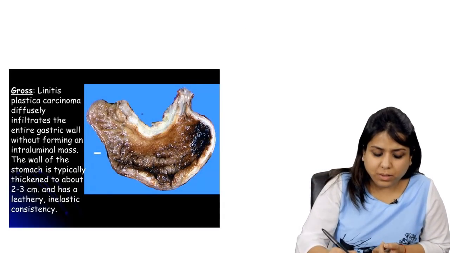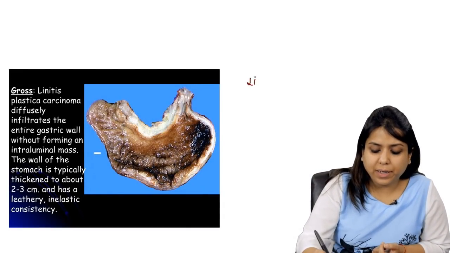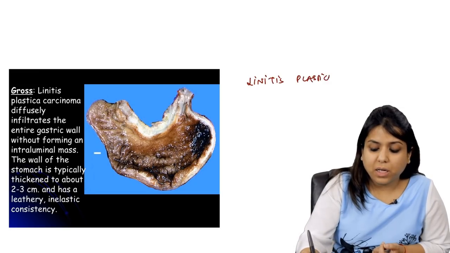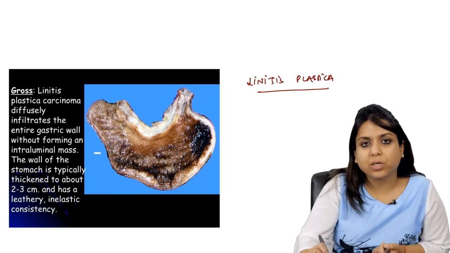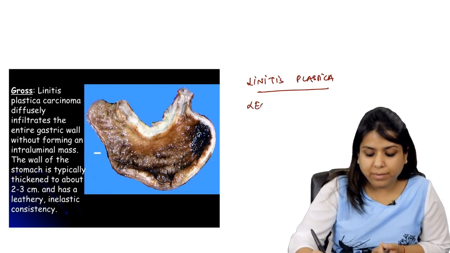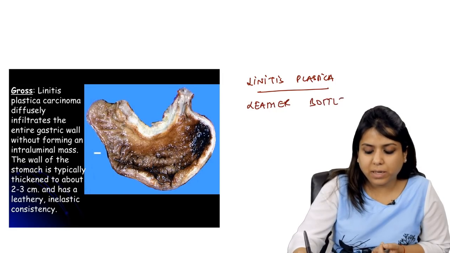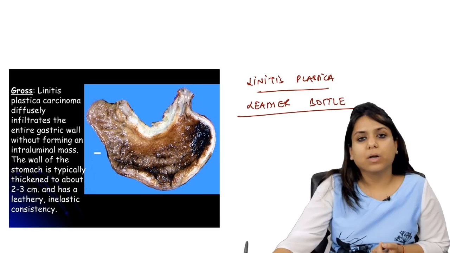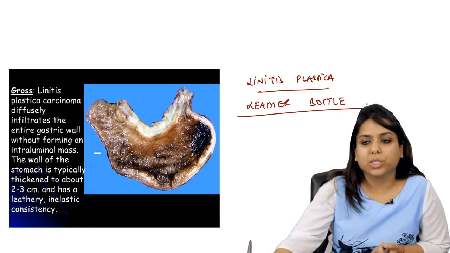Then this is what is called linitis plastica, the last stage of gastric adenocarcinoma, where the stomach has a leather bottle appearance. It appears like a leather bottle, so it is called linitis plastica, the last stage of stomach cancer.